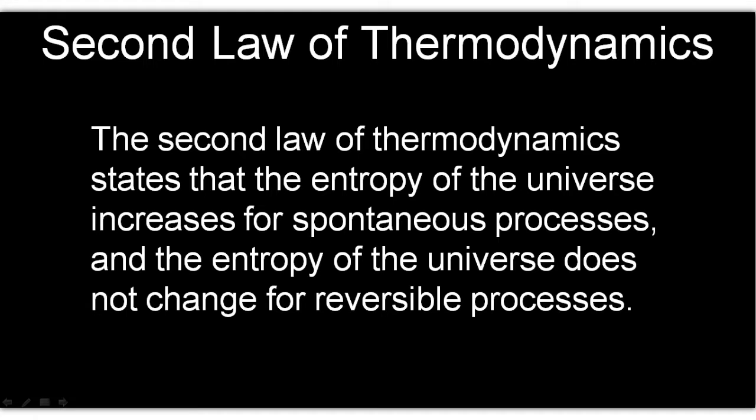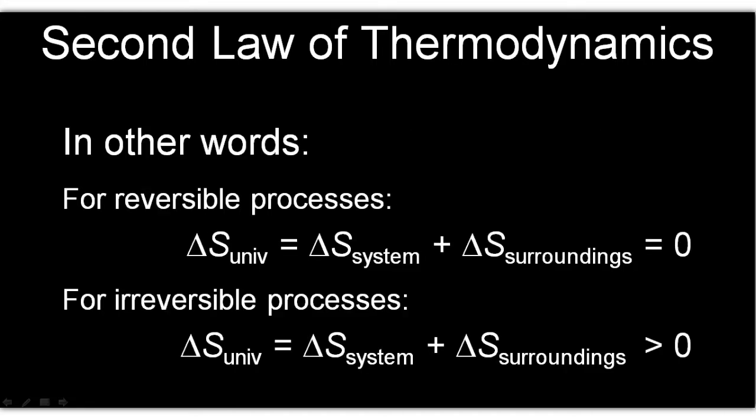The second law of thermodynamics simply states that for a reversible process, there is no entropy change because it can go back and forth and there's no difference. Whereas if it's an irreversible process, then entropy is always going to increase. And I think we have a summary of that right here.